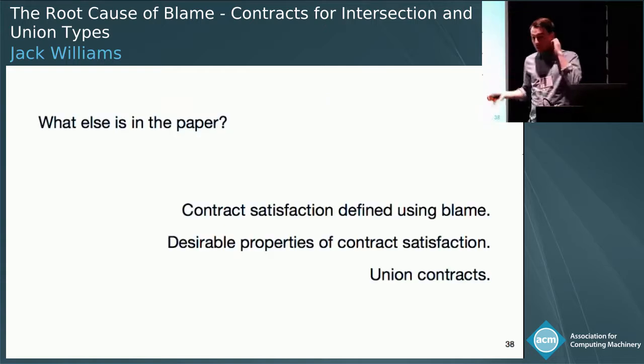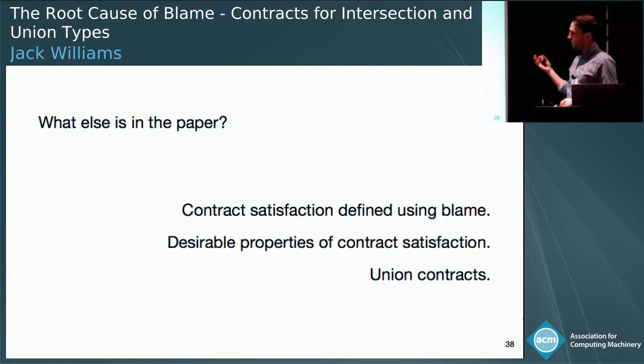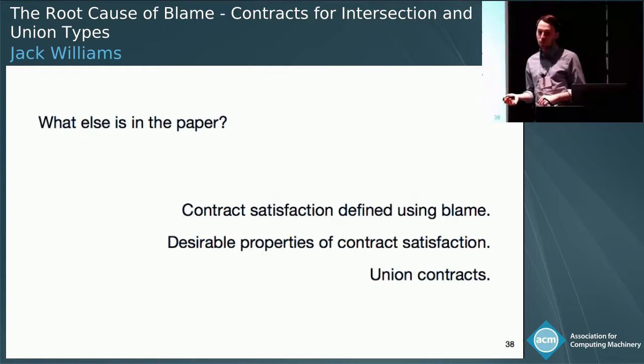So what else is in the paper that I haven't had a chance to talk about? Well, one thing is that we define this new notion of contract satisfaction, which is just in terms of blame. The intuition is that a library satisfies a contract if, for all possible clients, you can't get positive blame. And a client satisfies a contract if, for all possible library implementations, you can't get negative blame.